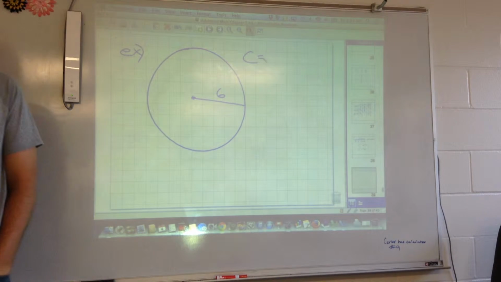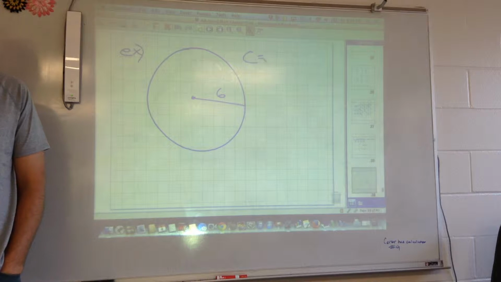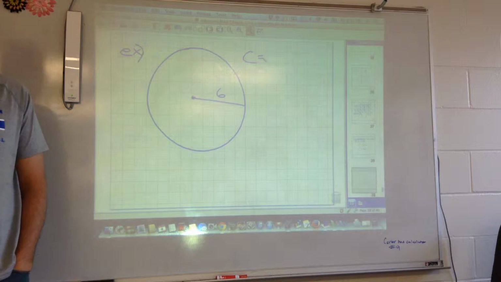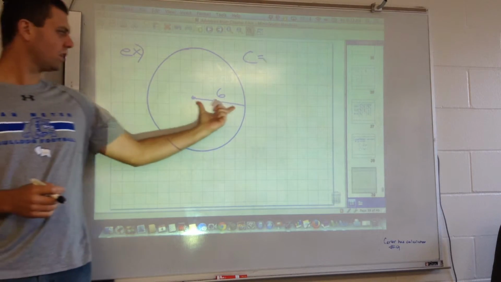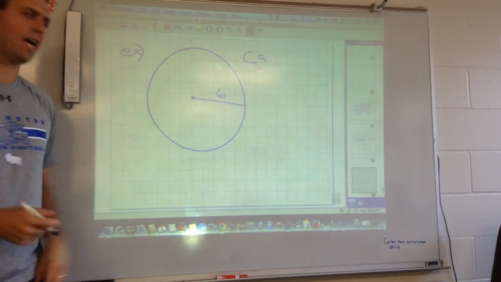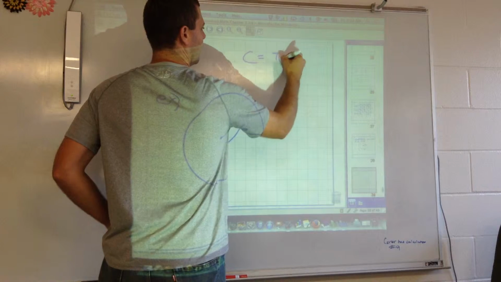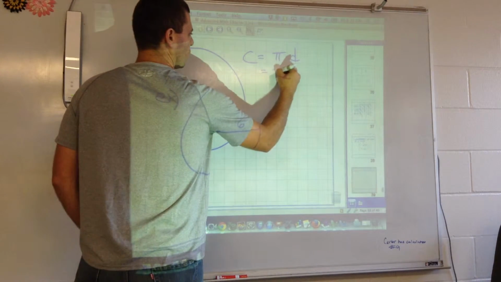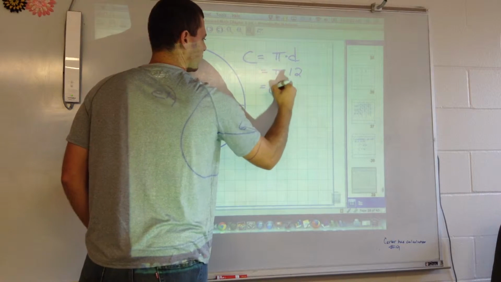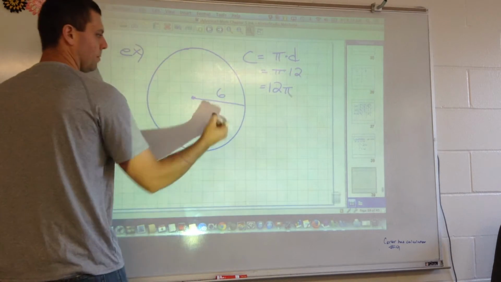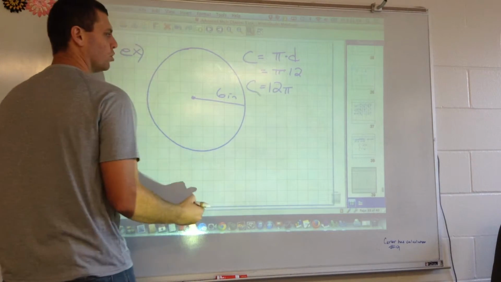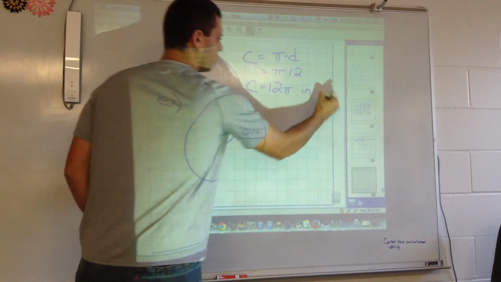Which one did you use, Colton? The 2 pi r or the pi d? Pi d. Okay. So in that case, what did you use for your diameter? 12. 6 is your radius, so 12 is your diameter. He's using pi times d. The diameter would be 12, so pi times 12, or we just say 12 pi. Let me put a label on it, inches. And so the circumference would equal 12 pi inches.